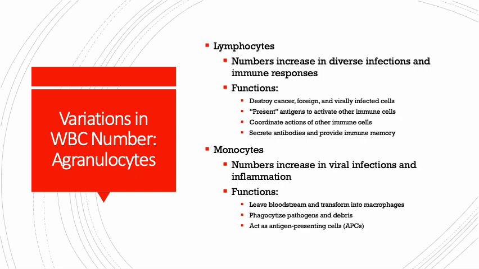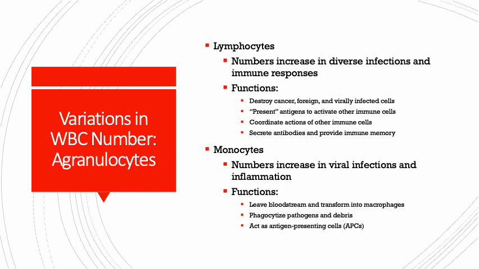You'll see an increased number of lymphocytes when somebody has cancer. They put antigens on bad cells, so they flag bad cells as, hey, this is bad, we need to destroy it. And then they also coordinate with other white blood cells or other immune cells to help destroy that thing. They secrete antibodies and they provide immune memory.